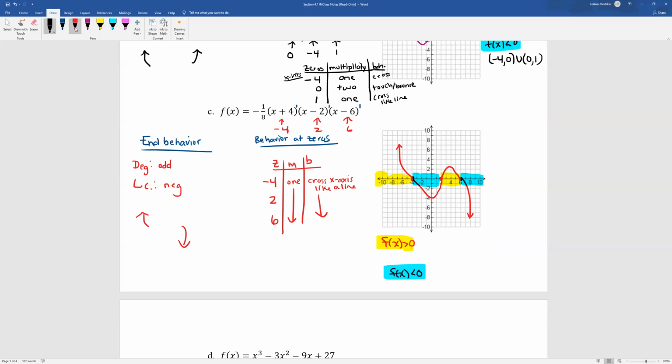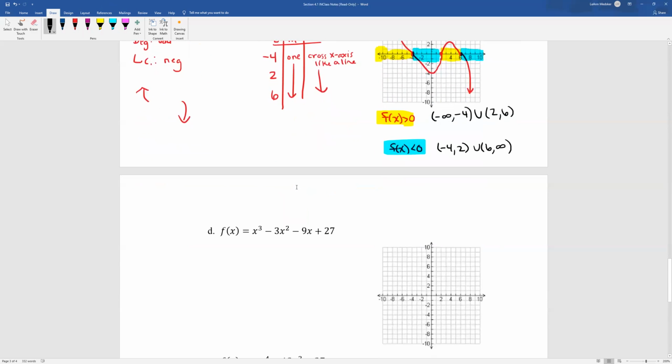Now, when we write those answers, we write them using the x values, the domain values that work for those output values. So this is -infinity up to -4. We can't use a bracket there because we're not equal to 0. We're just greater than 0. And then unioned with 2 to 6. And then the last interval parts for the less than 0 is going to be -4 to 2, union with 6 to +infinity.